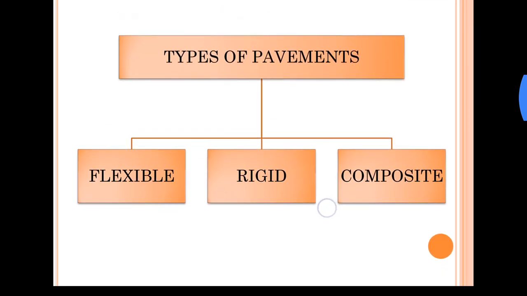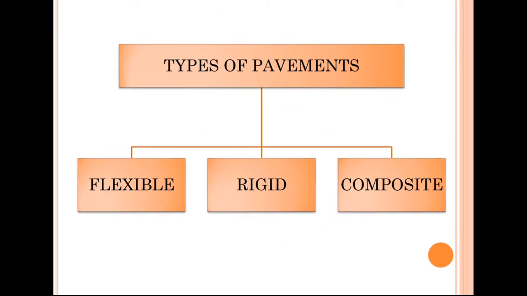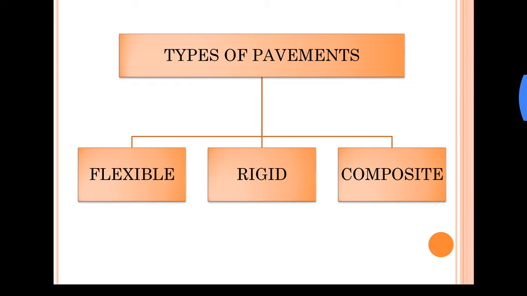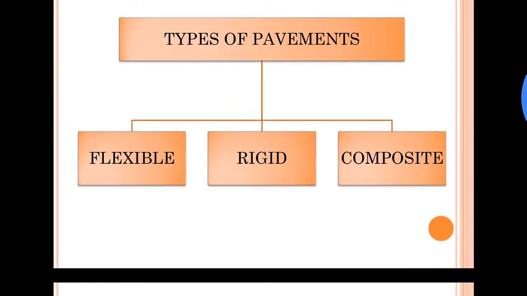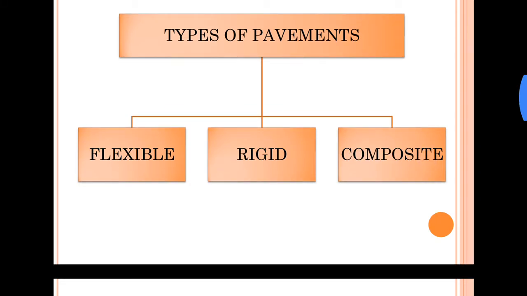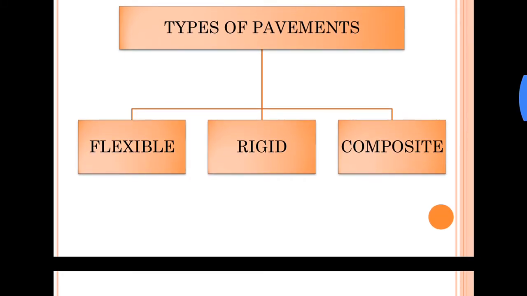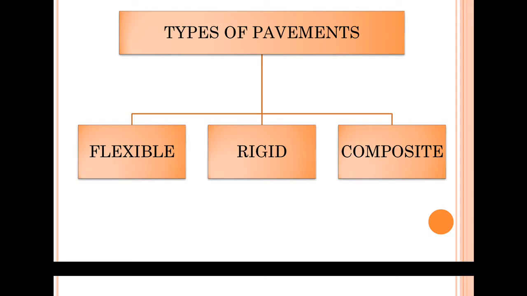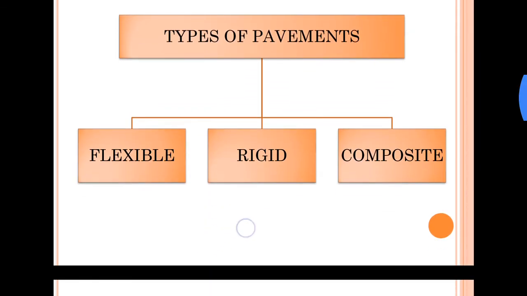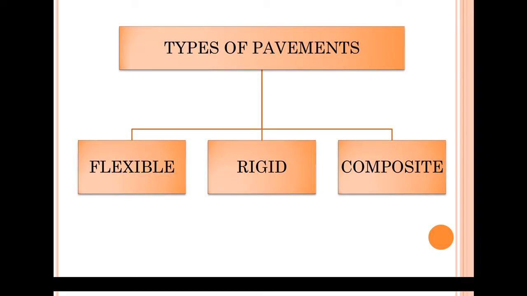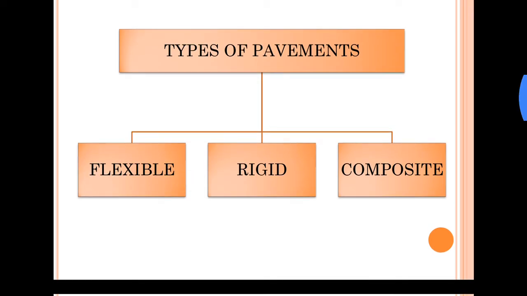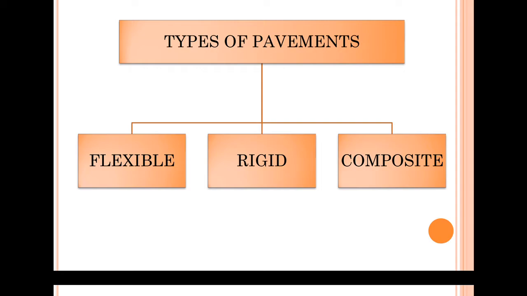Now the types of pavements, majorly we have three types of pavements: flexible pavement, rigid pavement, and composite. Composite is nothing but a combination of the flexible and rigid. Okay. Combination of a few layers from the flexible pavement and few from rigid pavement. As we already discussed in my previous lectures, flexible pavements use a binder material that is either bitumen or tar, and the binder material used for rigid pavements is cement.